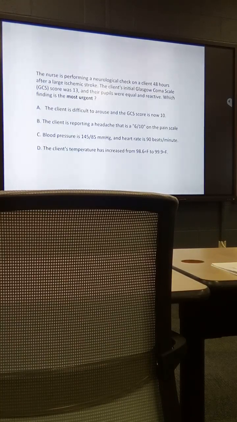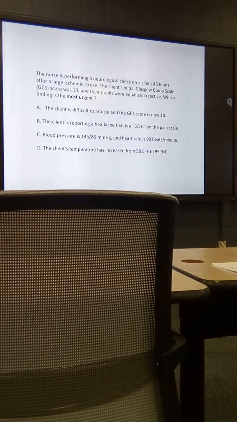Pain might be 6 out of 10. 6 out of 10 is not bad. 9 out of 10, 10 out of 10 is usually pretty bad, but even with 10 out of 10 pain, what's your priority? The Glasgow Coma Scale, because he went from a 13 to a 10. That's a pretty big drop. And so their level of consciousness went down.